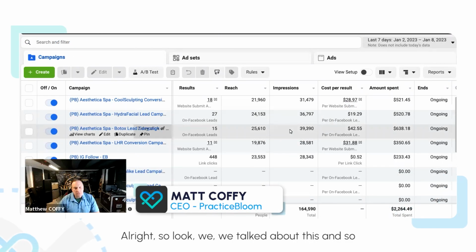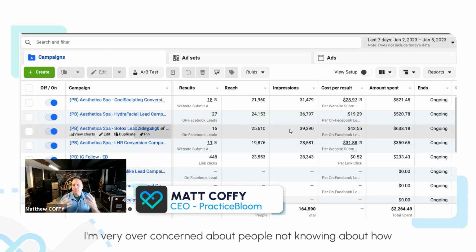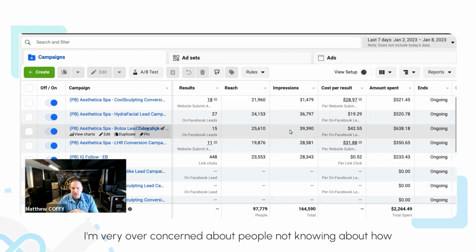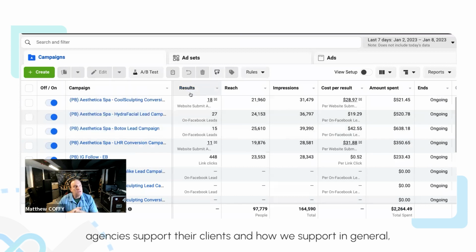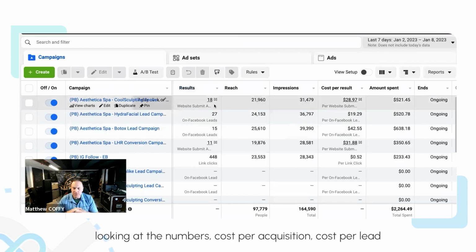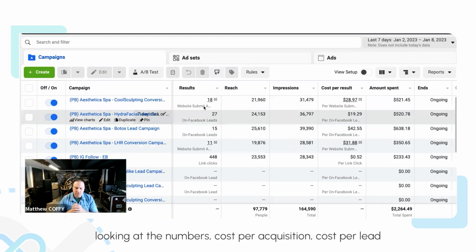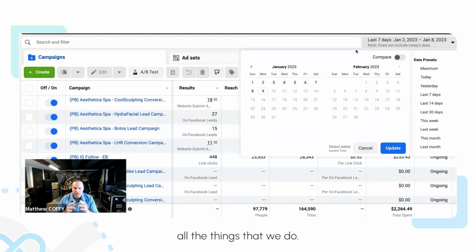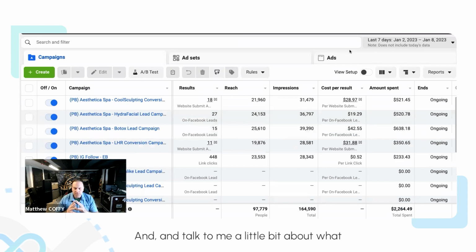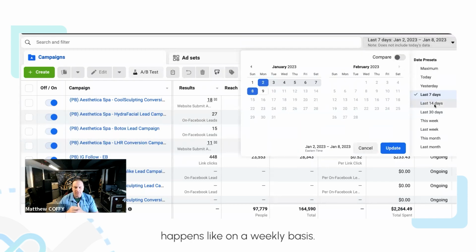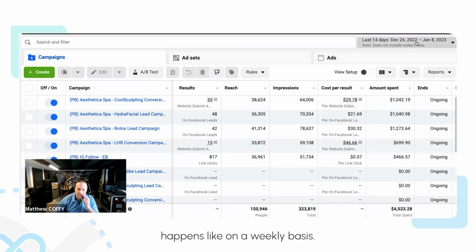All right, so look, we talked about this, and I'm very concerned about people not knowing how agencies support their clients, and how we support in general, looking at the numbers: cost per acquisition, cost per lead, all the things that we do. Talk to me a little bit about what happens on a weekly basis.